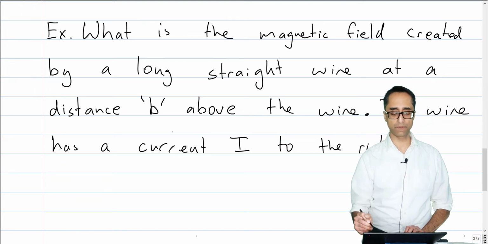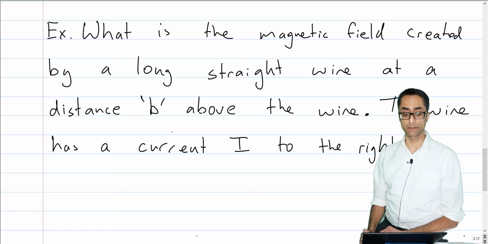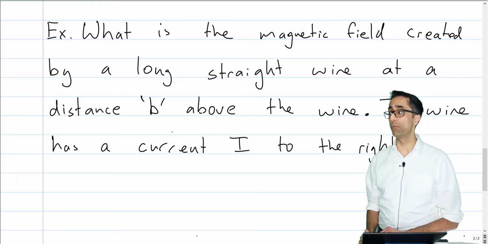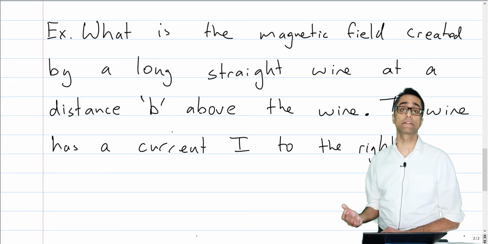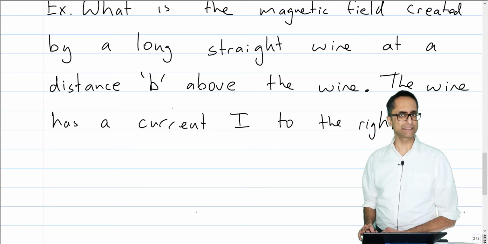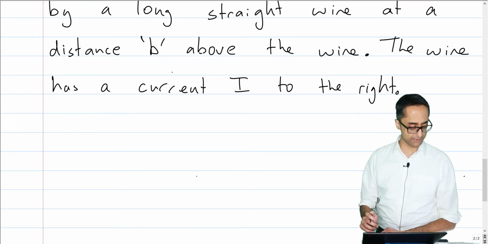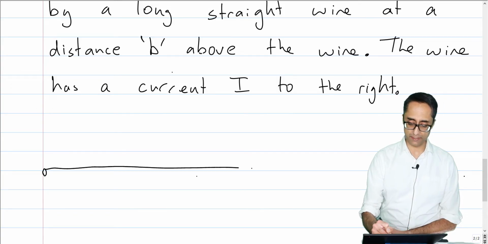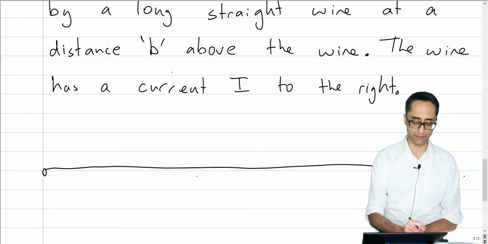Okay, so all I'm giving you in this problem is the current through a wire, as well as the location that we're trying to find the magnetic field, which is some distance b above. I mean, that sounds kind of familiar. I feel like I've done problems like this for the electric field. Oh yeah, it does kind of look familiar, doesn't it?